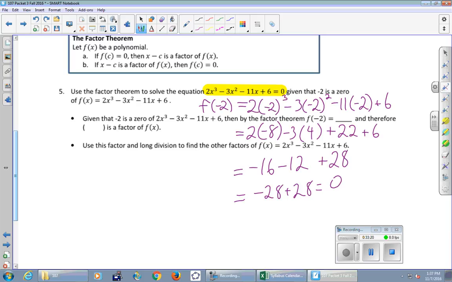Again, we said there were 3 answers. We have one of them. It was just handed to us. All right, here's the work that we need to do. We need to find the other 2. So here's how.